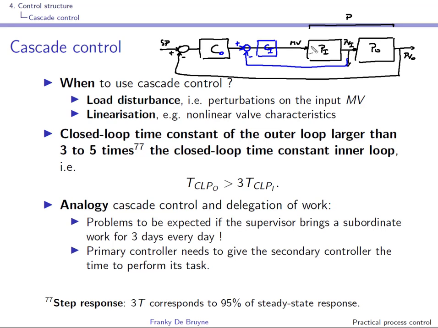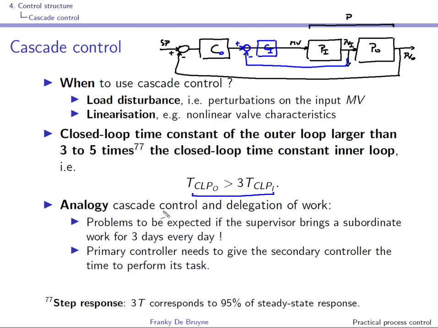It is very important in a cascade to make sure that the inner loop is tuned much faster than the outer loop, and this is what is shown over here, right? The closed loop time constant of the outer loop must be larger than 3 to 5 times the closed loop time constant of the inner loop. So here 3 is really a minimum, right?